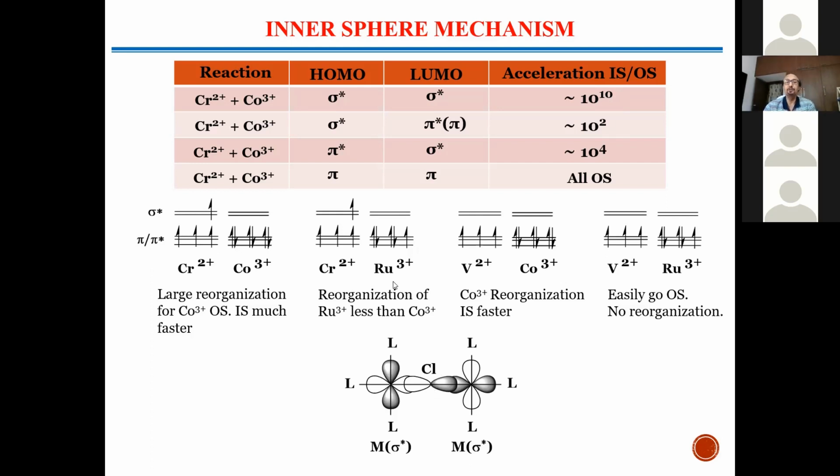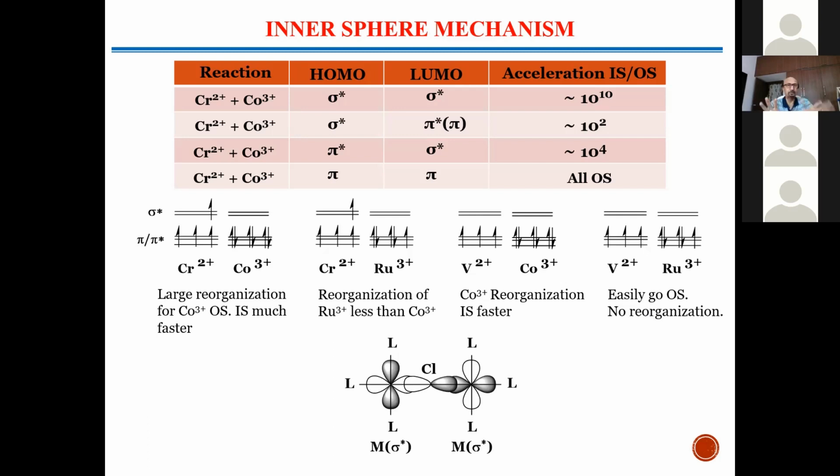Okay, and if you go to the chromium and ruthenium example, then what will happen? That reorganization factor won't be that prominent, because it will remain ruthenium 2 and ruthenium 3, both are low spin. So this is a different situation. Again, the same situation over here. You will have a reorganization factor over here, and in this case there is no reorganization factor either here or here, and as a matter of fact it will be a completely outer sphere mechanism.